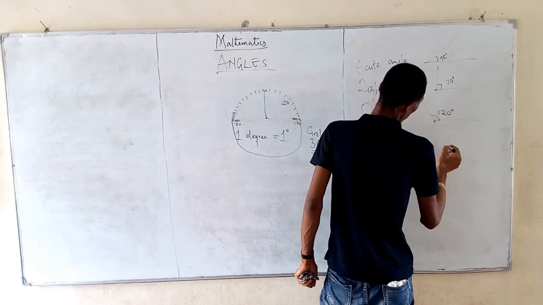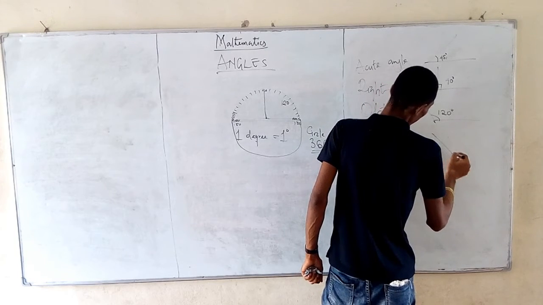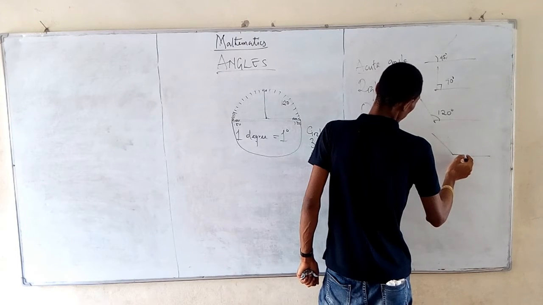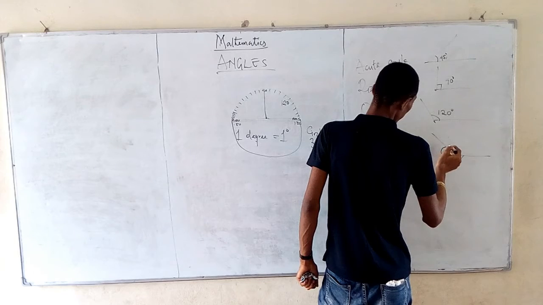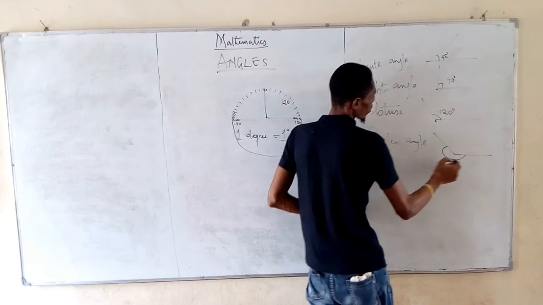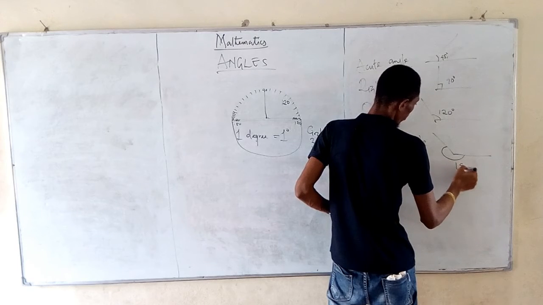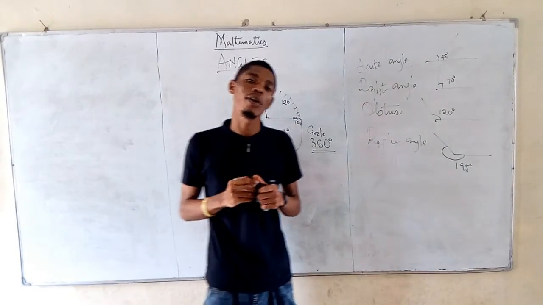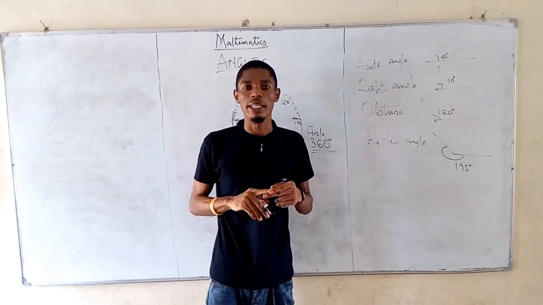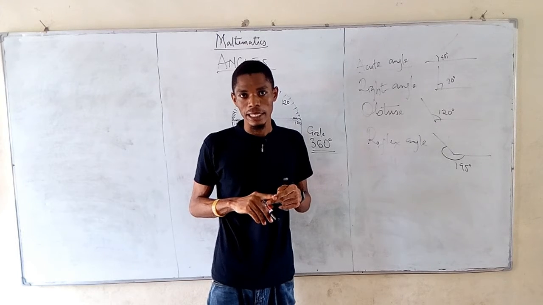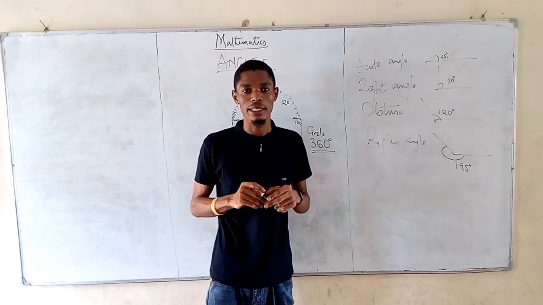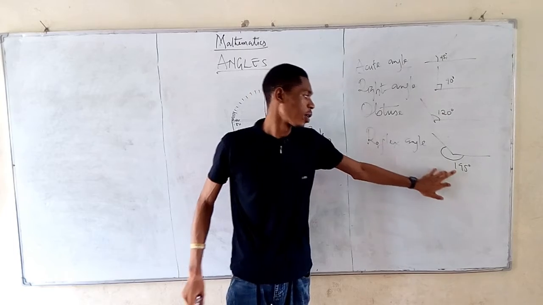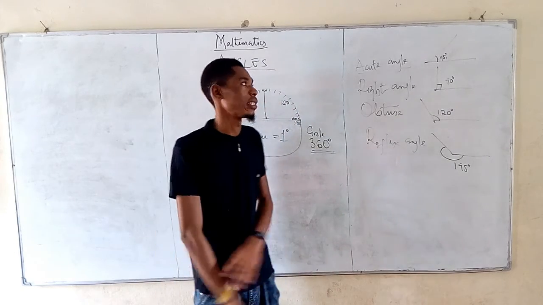The reflex angles are angles that are more than 180 degrees. Reflex angles are angles that are more than 180 degrees, but they are less than 90 degrees. I'm sorry, they are less than 360 degrees. A reflex angle is more than 180, less than 360 degrees.